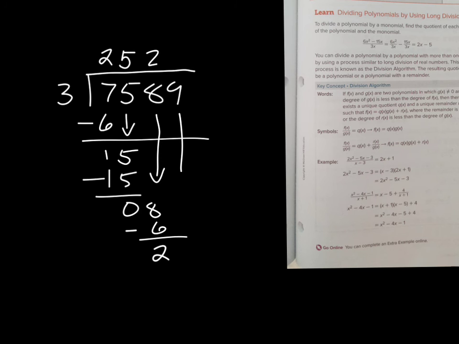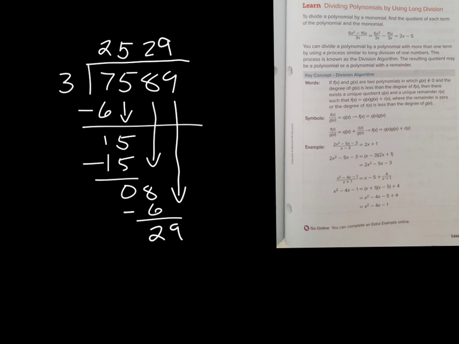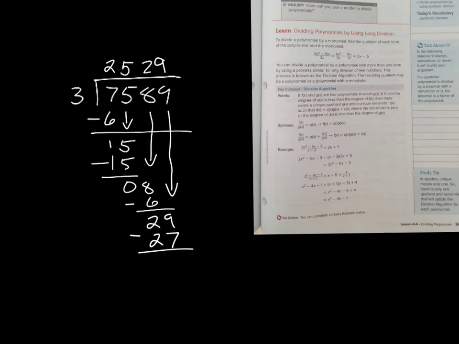Now we're bringing down the 9 for 29. How many times does 3 go into 29? That would be 9 times. And so you've got to finish it off. 9 times 3 is 27. And then again, we're subtracting, so we get 2. So then the question is, what do you do with the 2?